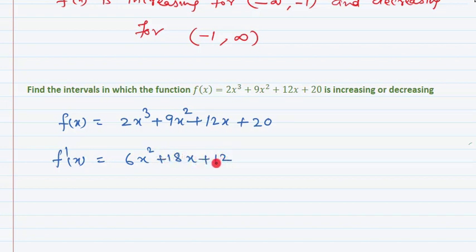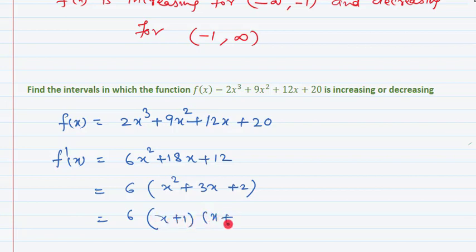Here it is possible to take 6 common, so take it common. I want to add here that you should simplify the function as much as you can. So we get x square plus 3x plus 2. Now make factors of this. These are clearly x plus 1 into x plus 2 by splitting the middle term. So step number 1 has been completed.